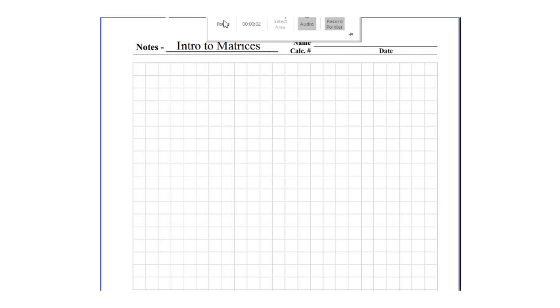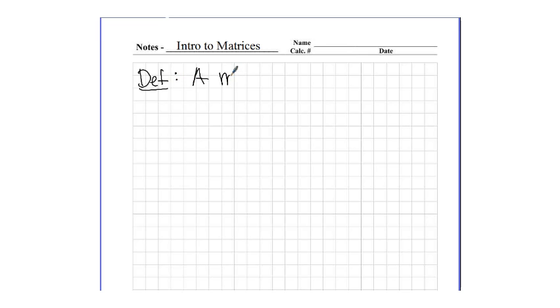So we are going to start talking about matrices in this unit. We're going to do a really fast, short little unit on them. So for those of you who don't know what a matrix is, matrices is the plural, so we have our definition first. So a matrix is a rectangular array of numbers or quantities.